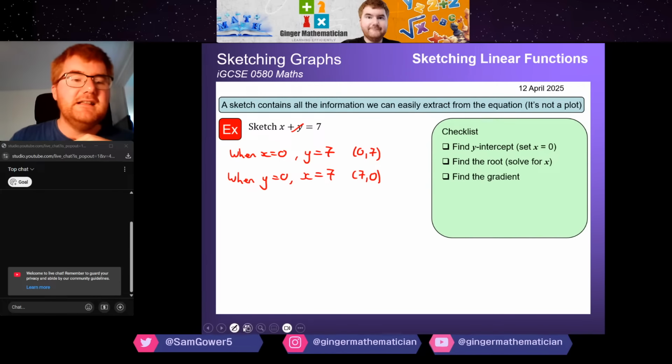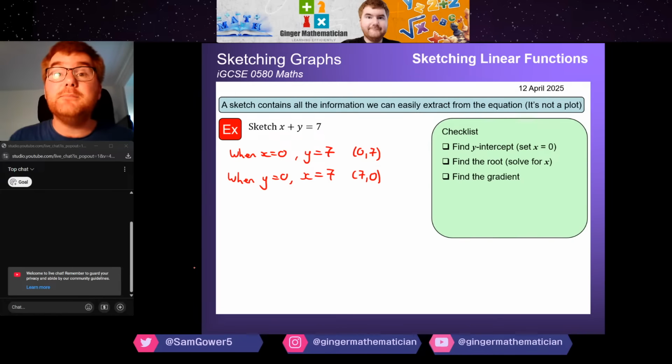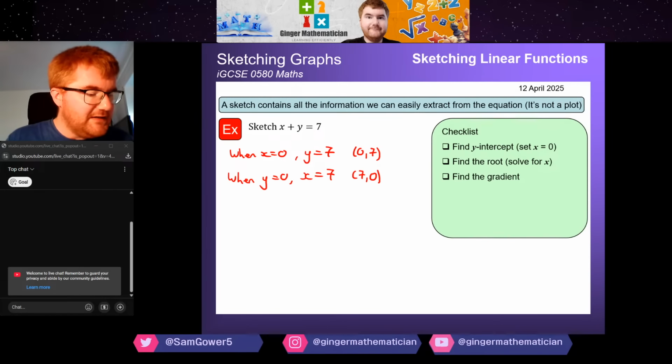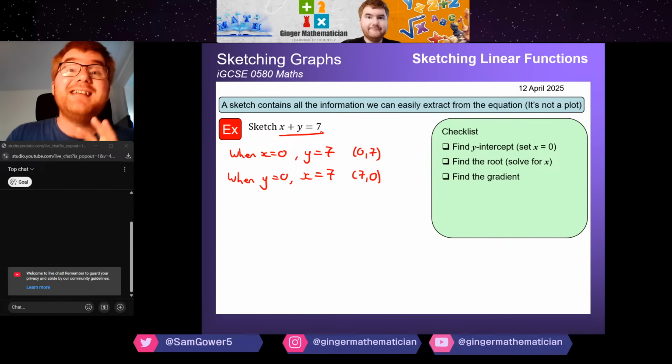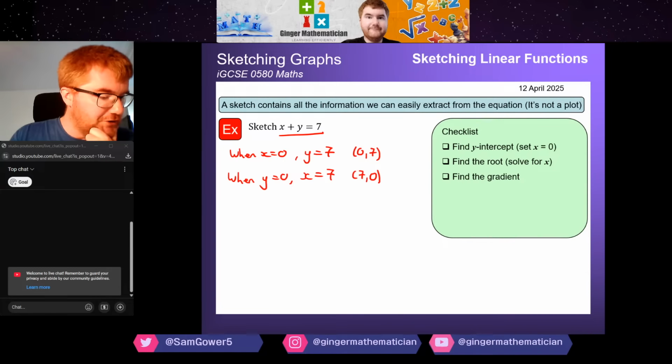Now the gradient is a little bit more difficult to look at straight away because it's not in that ideal y equals mx plus c form. So can anyone in the chat tell me what I do with this equation so I can find out the gradient, the steepness of the function?